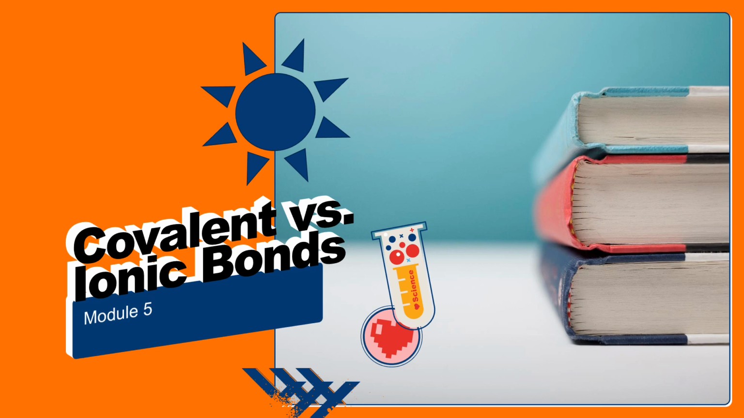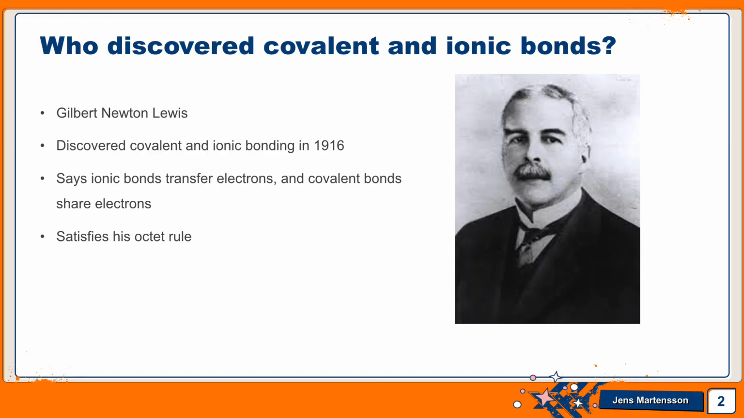Hi everyone. In this tutorial, we are going to look at covalent and ionic bonds. We are going to look at their physical properties while also drawing Lewis structures to see the bond interaction. First, we are going to look at some background information on the discovery of the bonds.